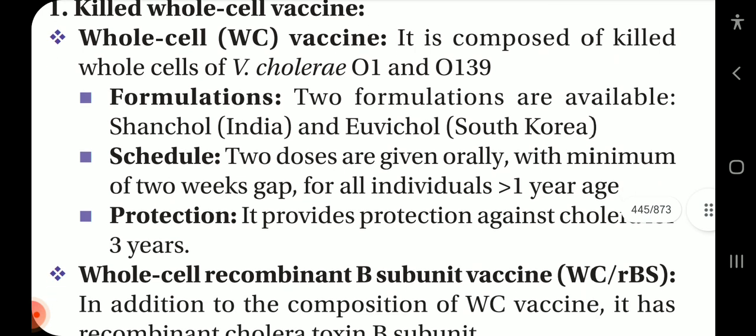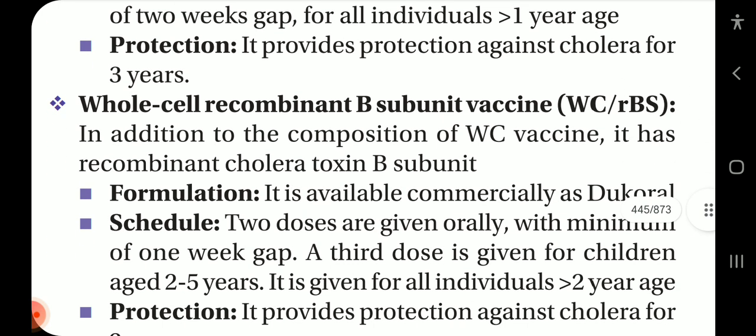The whole cell (WC) vaccine is composed of killed whole cells of Vibrio cholerae O1 and O139. Two formulations are available: Shanchol, India, and Euvichol, South Korea. Schedule: 2 doses are given orally with a minimum gap of 2 weeks for all individuals more than 1 year of age. It provides protection against cholera for 3 years.